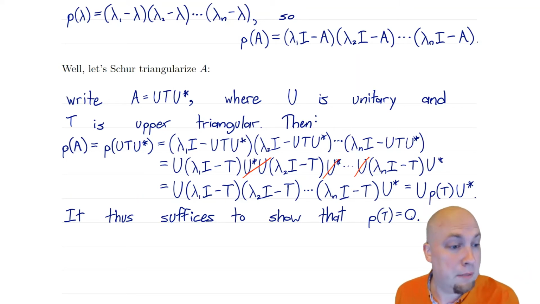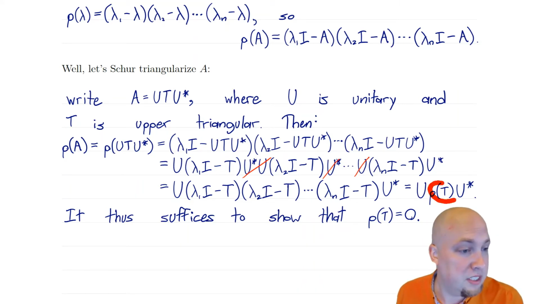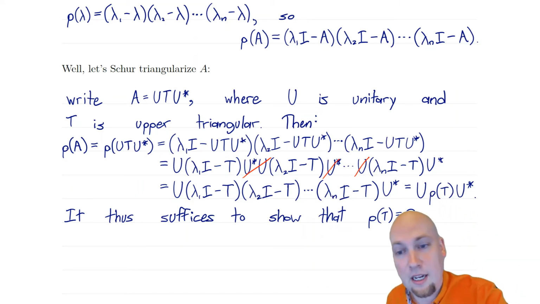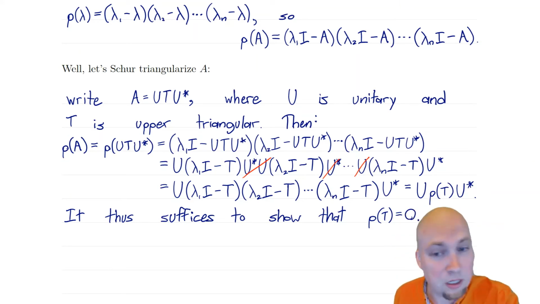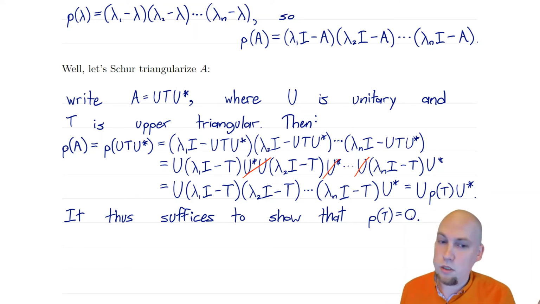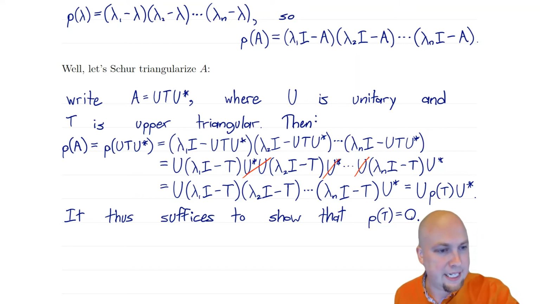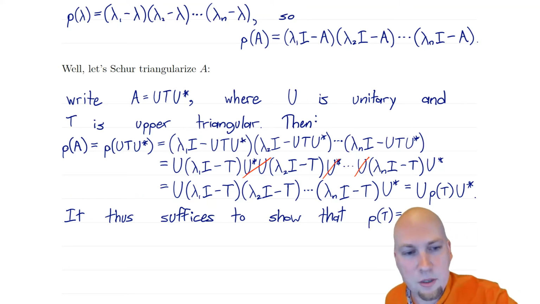Well, if I can show that P of T equals 0, that's enough, right? Because then I'll have U times 0 times U star, trace it back, that equals P of A. So if P of T equals 0, so does P of A. So that's my new goal, okay? I want to show that P of T equals 0. Okay, so how do we do this?